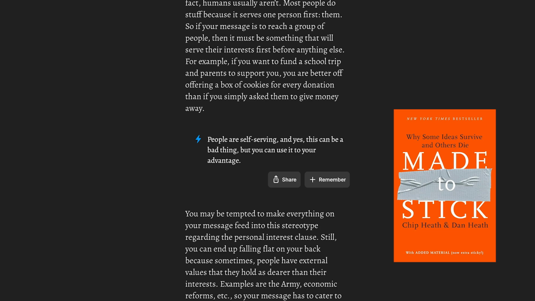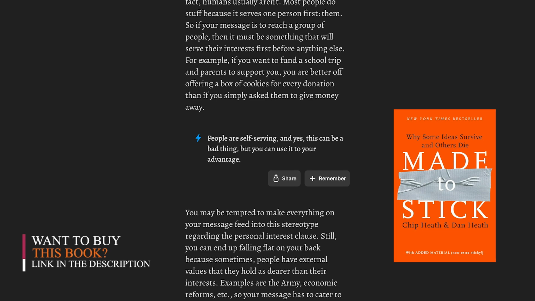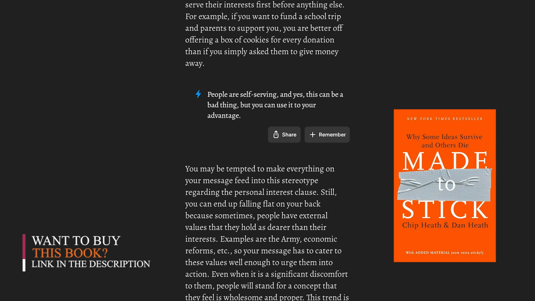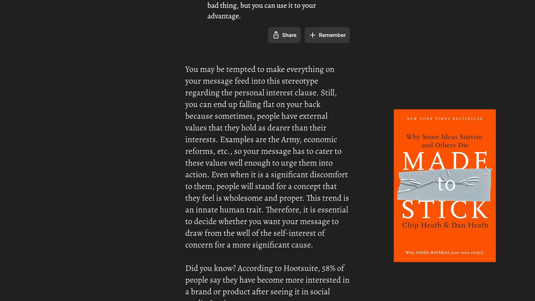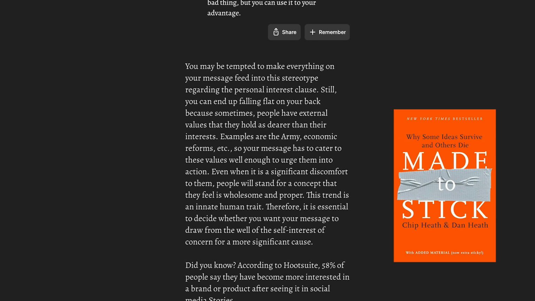For example, if you want to fund a school trip and parents to support you, you are better off offering a box of cookies for every donation than if you simply ask them to give money away. Remember, people are self-serving. And yes, this can be a bad thing, but you can use it to your advantage. You may be tempted to make everything in your message feed into this stereotype regarding the personal interest clause. Still, you can end up falling flat on your back because sometimes people have external values that they hold as dearer than their interests.